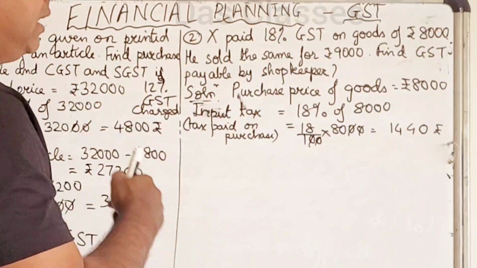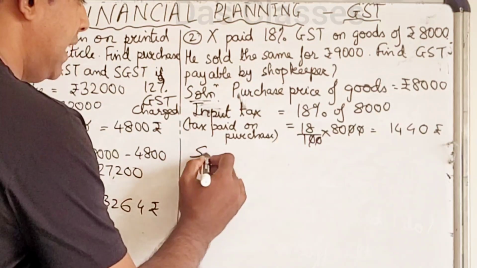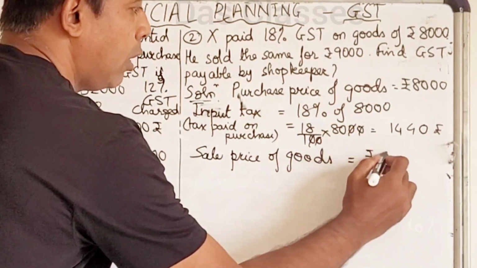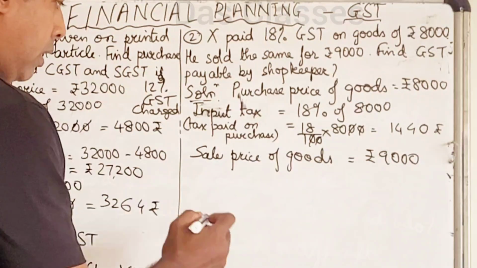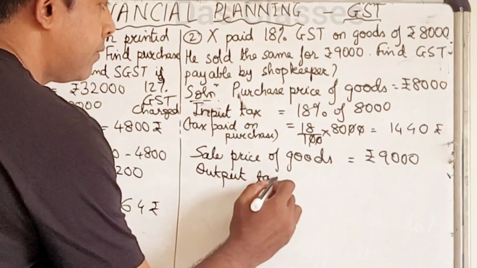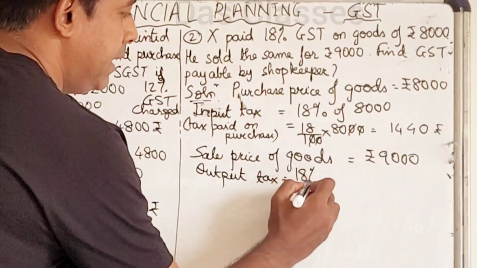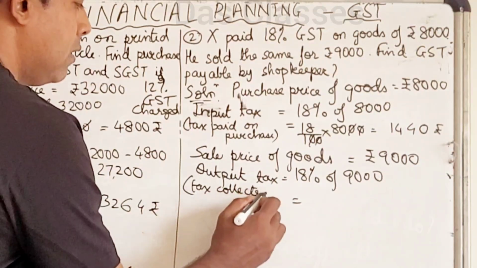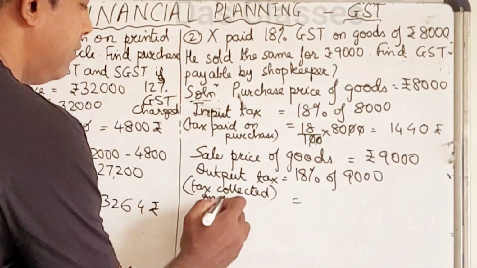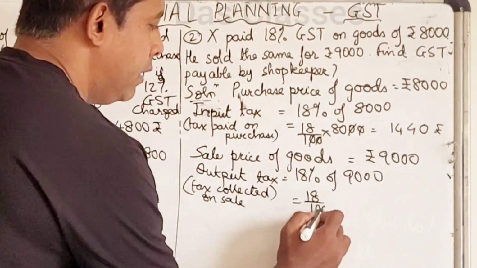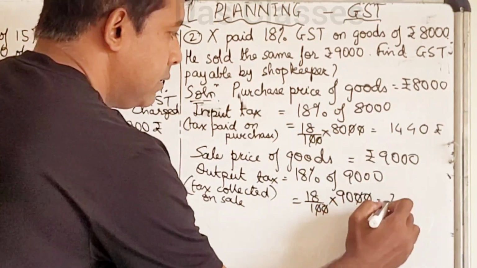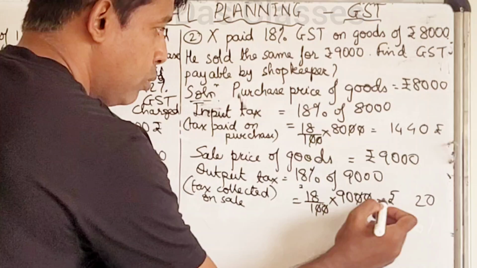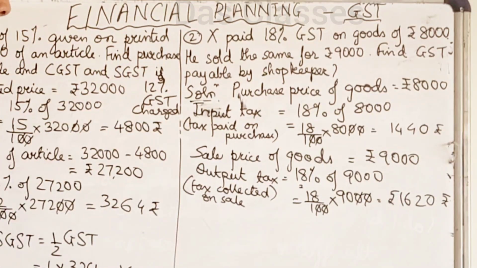Now after that, he sold the goods for 9,000 rupees. So the sale price of goods is 9,000. The amount he collects by selling is called the output tax. Again, the rate remains the same, 18%. So 18% of 9,000, the tax collected on sale. That comes to 18 upon 100 into 9,000. Two zeros cancel, so 8 9s are 72, and it is 1,620 rupees. That's the output tax.